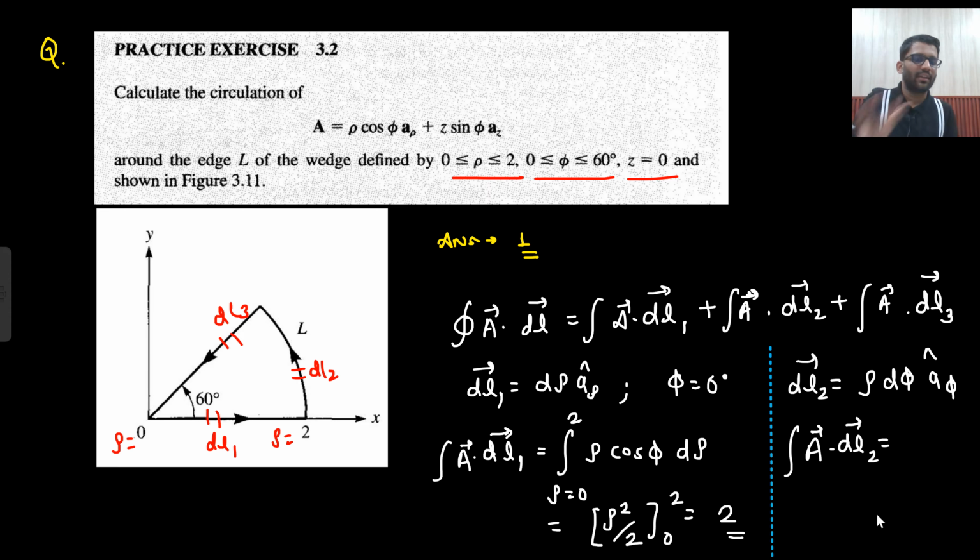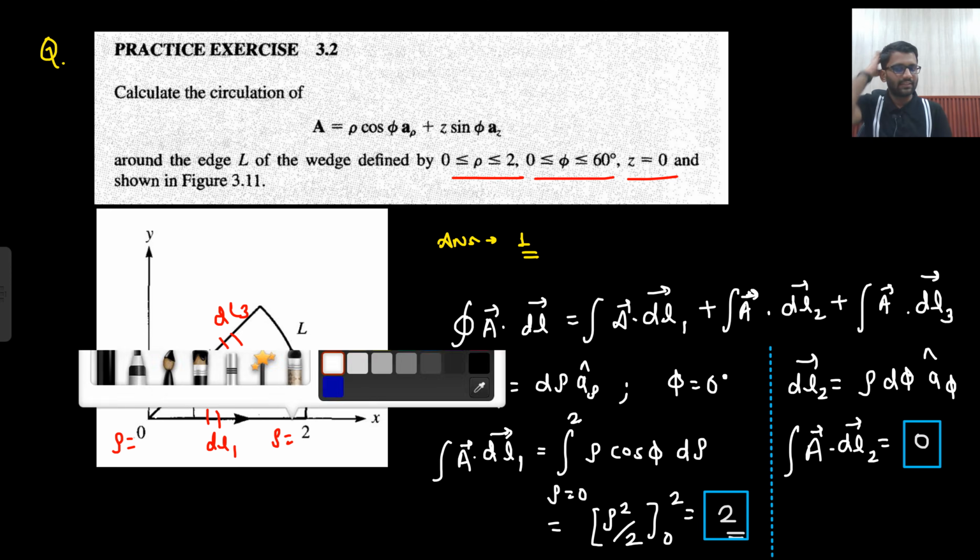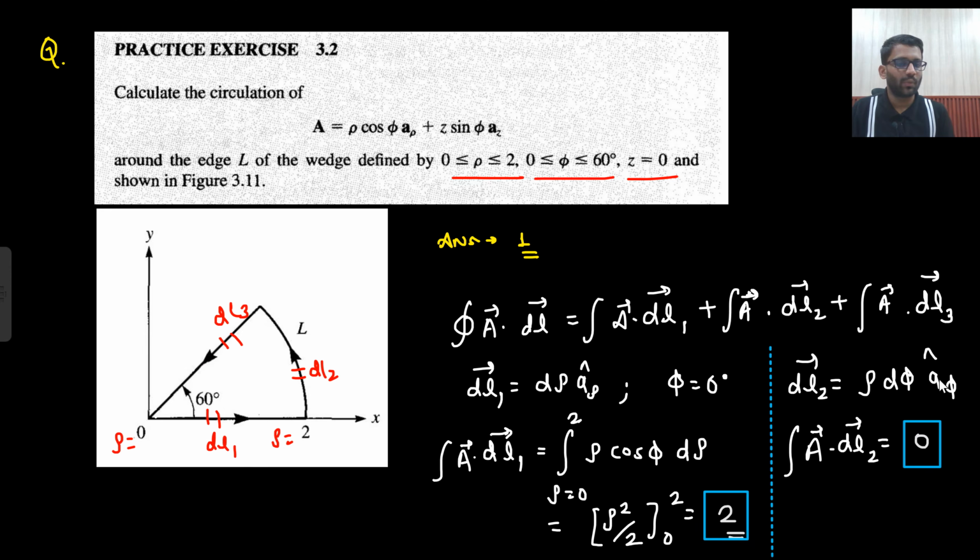Az dot aφ is 0, so the dot product is also coming 0. So the answer will be 0. Are you getting this point? This was one of the answers, and this is the second answer. Why is the second answer 0? Because you are going to do the dot product of aφ with this value. Aρ dot aφ is 0, and Az dot aφ is 0 only.